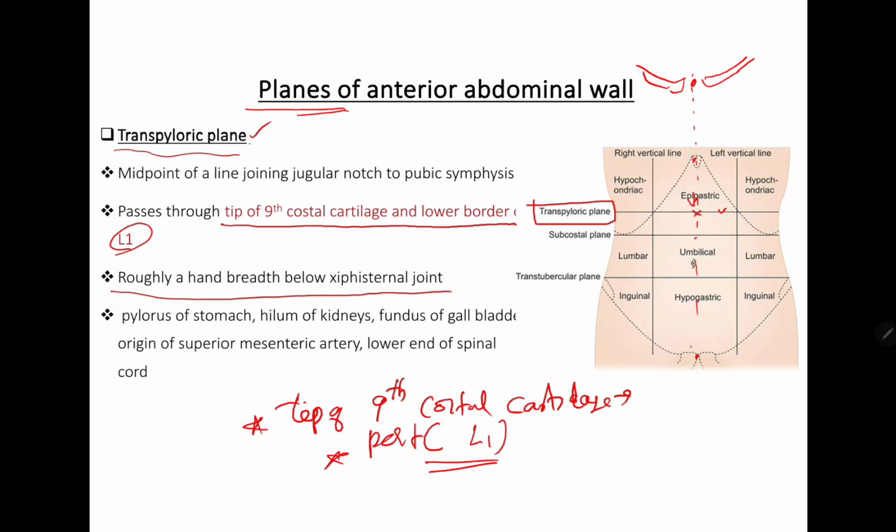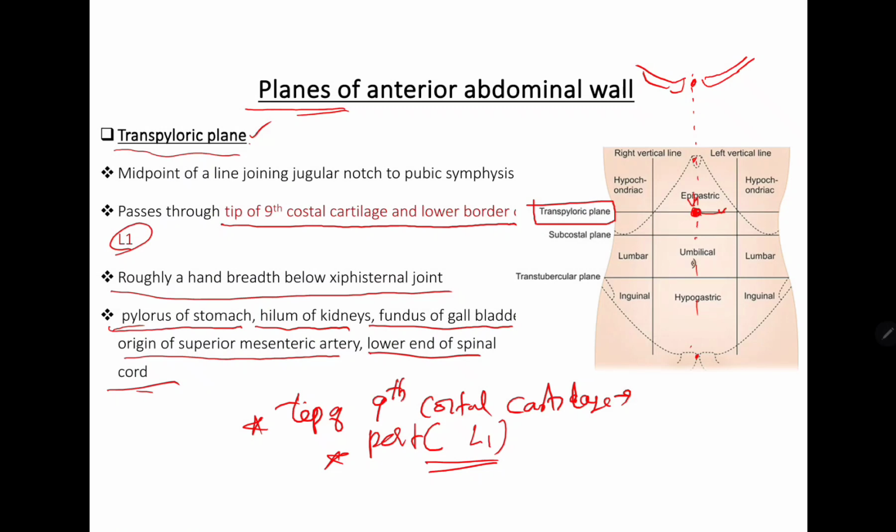And what is the importance of this transpyloric plane? Remember, pylorus of the stomach. At the transpyloric plane, what are the structures seen at this level? The first is the pylorus of the stomach, hilum of the kidneys, fundus of the gallbladder, origin of the superior mesenteric artery, and lower end of the spinal cord. So these are the structures present at the level of the transpyloric plane.